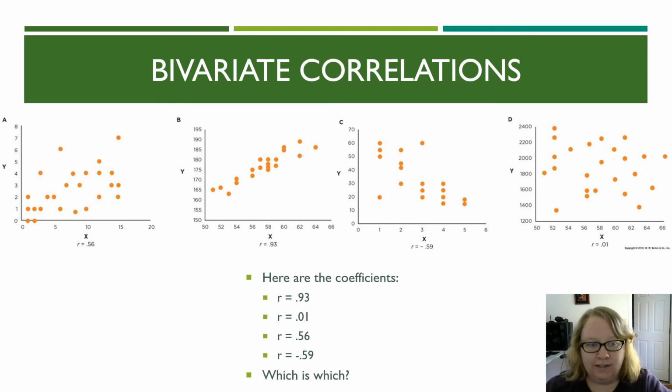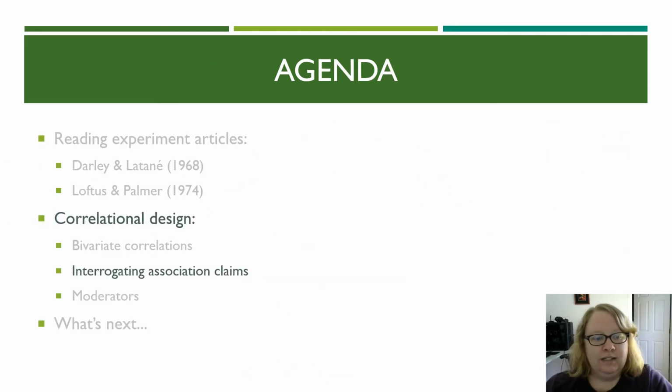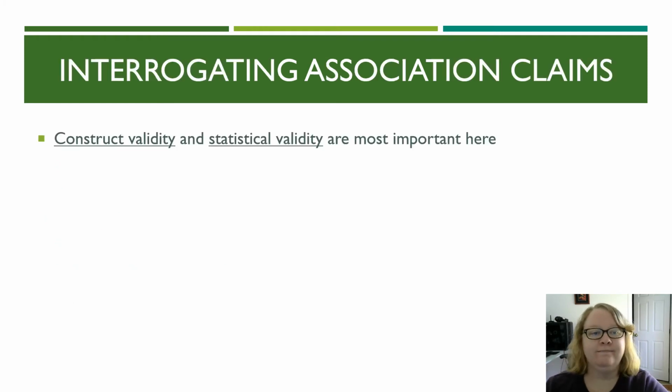Okay, so let's continue. All right, next let's talk about interrogating association claims. Earlier, when we were doing the reading experiment articles, you did two activities where you were interrogating those causal claims. Let's talk a little bit about how we would interrogate association claims like those produced by correlational designs. When we are interrogating association claims, construct validity and statistical validity are the most important of the four for us to assess.